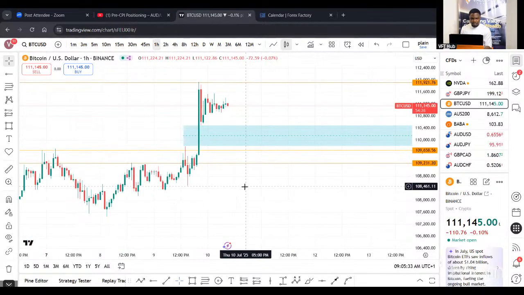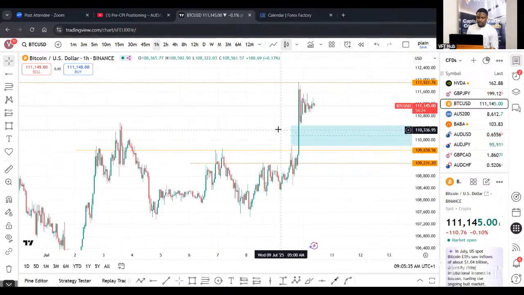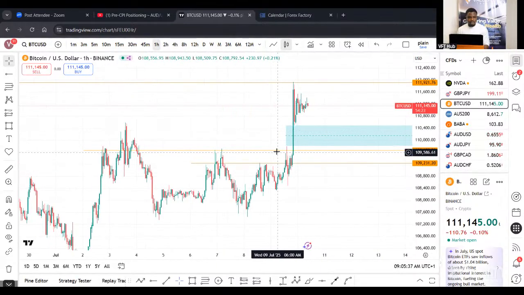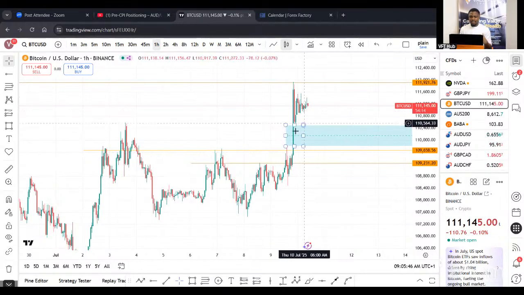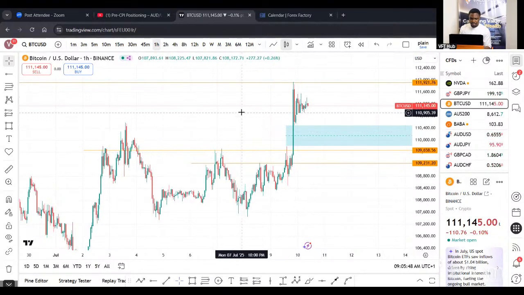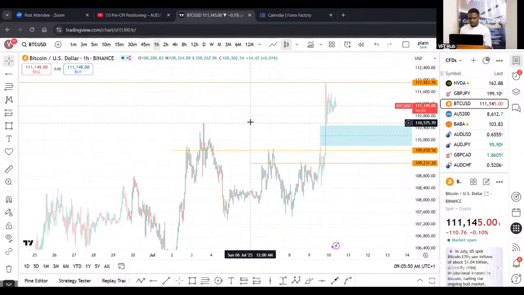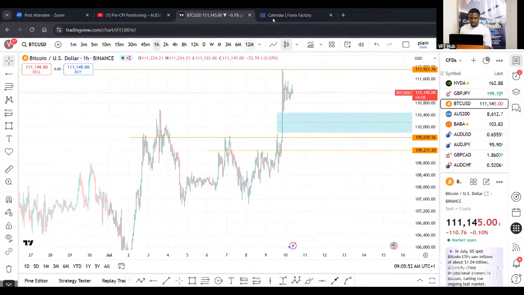On the 1-hour time frame, it's still very much significant. This fair value gap, right? It's still very, very much significant. So that's what I'm looking out for. That's what I'll be expecting for BTC USD. I don't actively trade BTC except if I see something really, really unique before I dabble into it.